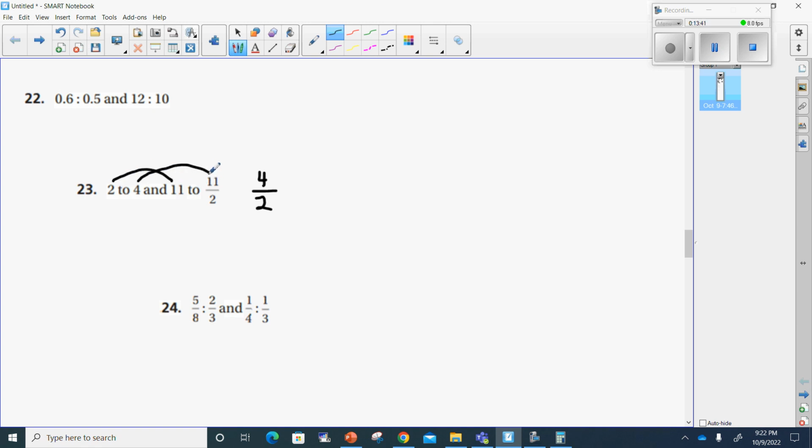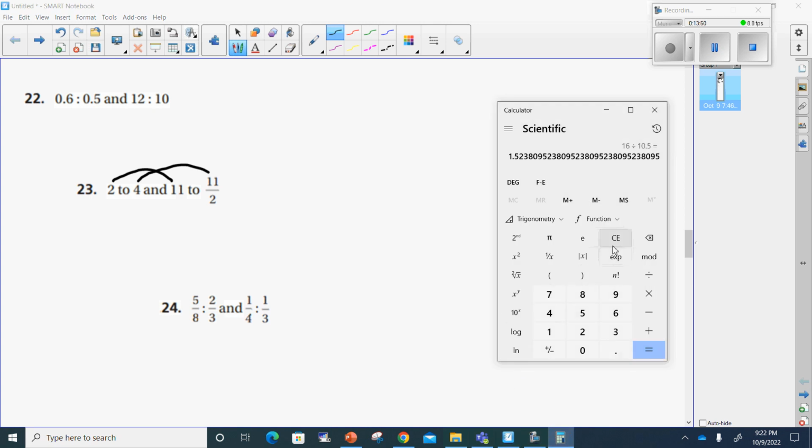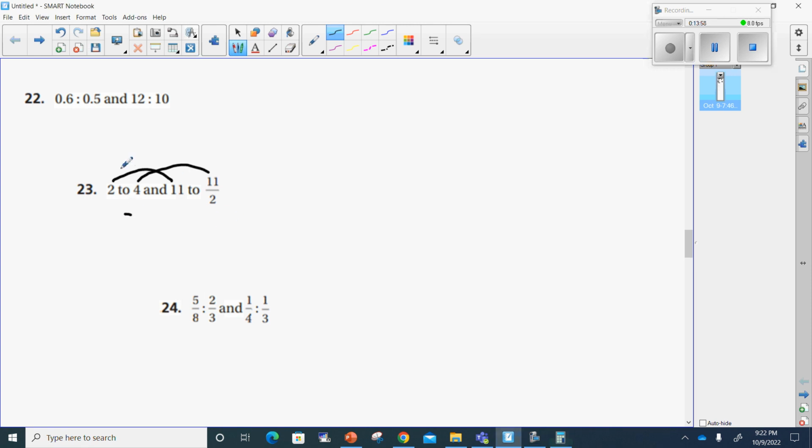Oh, I just like it my way better. I'm sorry. We got 11 divided by 2. That's 5.5. So I multiply this by 5.5. So when I multiply 4 by 5.5, will I get 11 over 2? Well, remember 11 over 2 is really 5.5. I know this because, remember, every fraction is a division problem. This is 11 divided by 2.